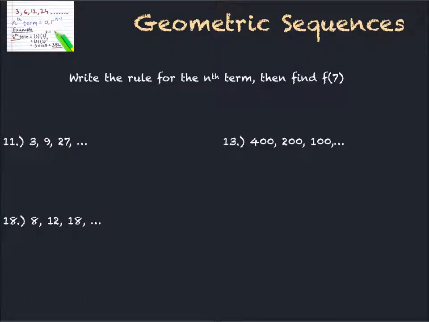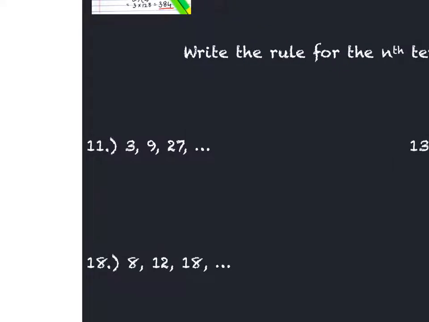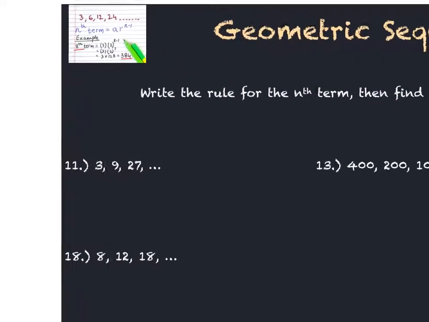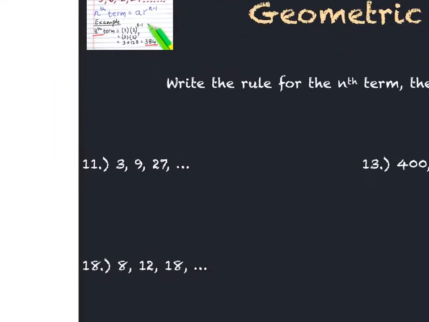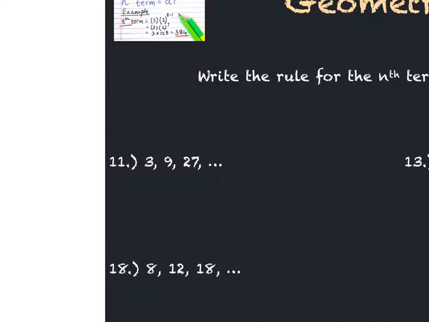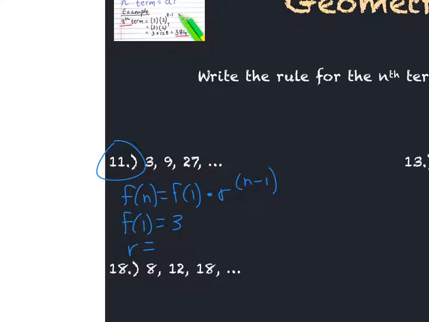Write the rule for the nth term, then find f of 7. It doesn't specifically say to do it in explicit or recursive, so we'll do it in both. For explicit, actually, number 11 we'll do explicit. Remember it's f of n equals your first term times your common ratio raised to the n minus 1 power. You need your first term, which in this case is 3, and you need your common ratio. 9 divided by 3 is 3, so we're multiplying by 3 every time.